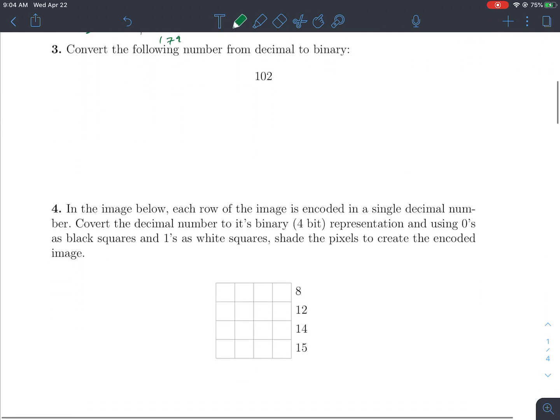All right, so let's pretend to be the other part of the computer. Let's pretend a user types in 102. They see it as 102 on the screen. How does the computer see it in memory? Well, it's going to see it as binary, so collections of zeros and ones.